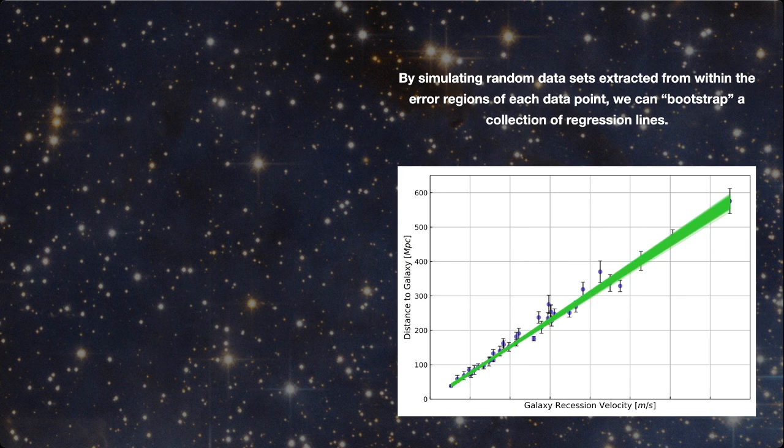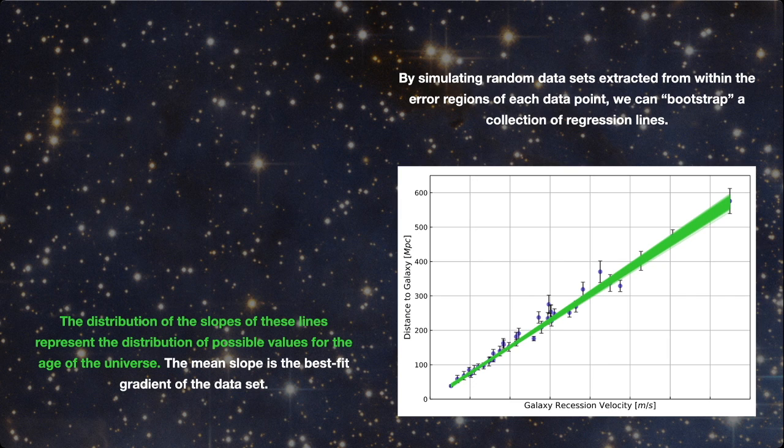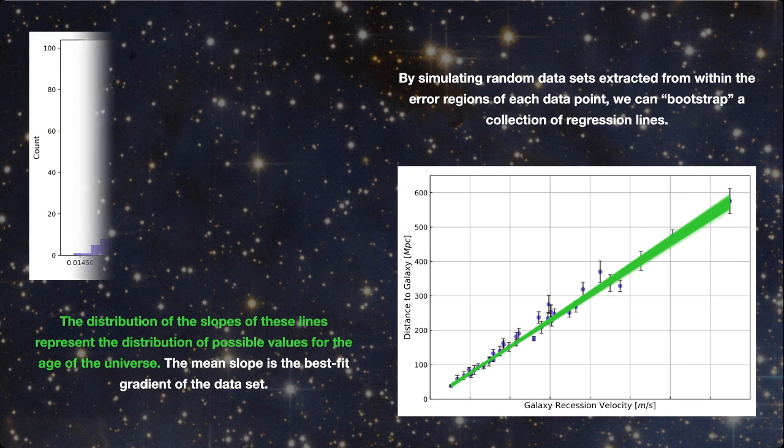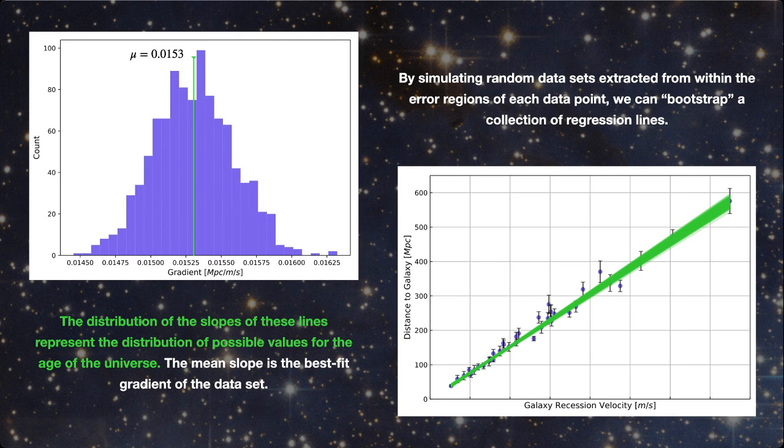So they all have varying slopes, they all have varying y-intercepts, and this is what we could expect to be sort of the spread of possible values of the slope of the age of the universe. And we could visualize this distribution of these slopes, this distribution of the possible values of the age of the universe, as a histogram. And this distribution has the same mean, or perhaps better put, the mean of this distribution is just the slope of the best fit line for the true data points themselves.